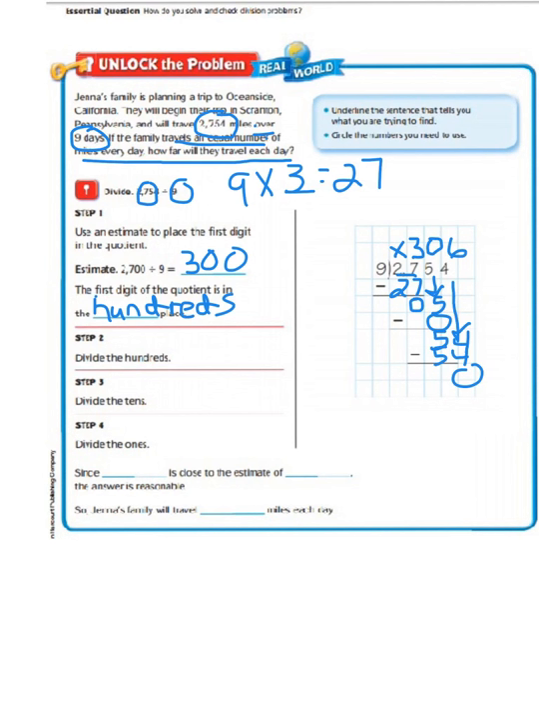So since 306 is close to the estimate of 300, remember our estimate up here, the answer is reasonable. So Jenna's family will travel 306 miles each day.